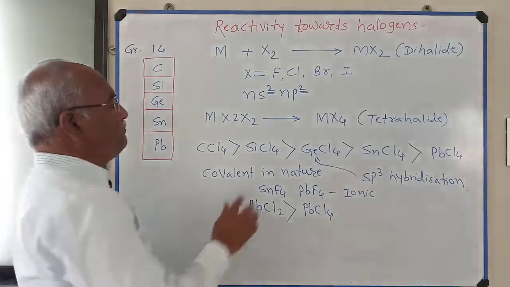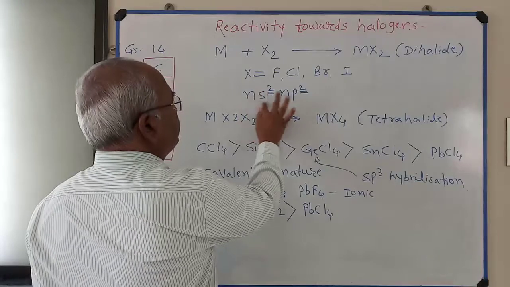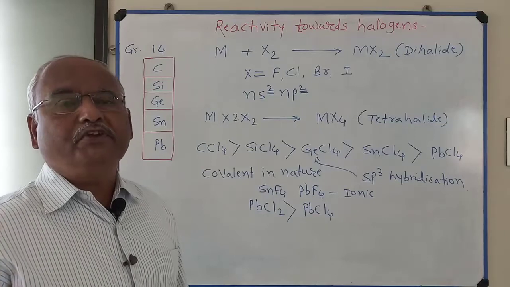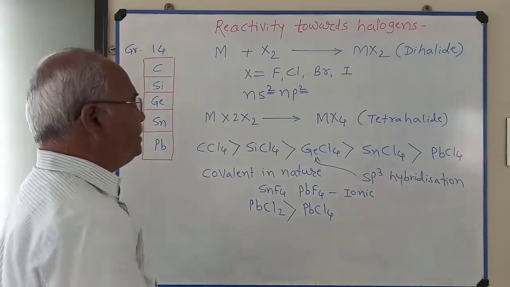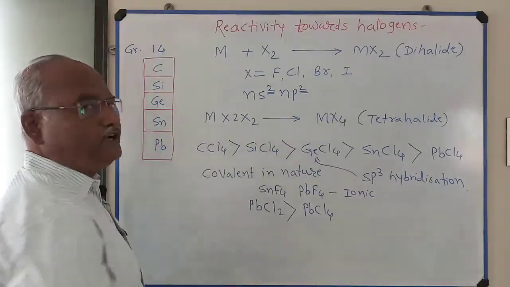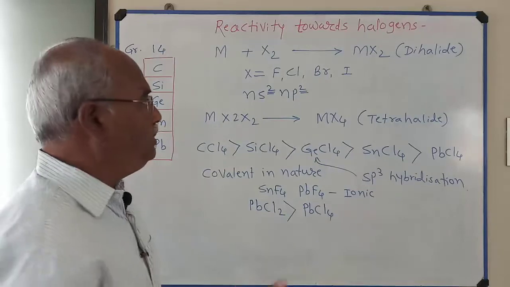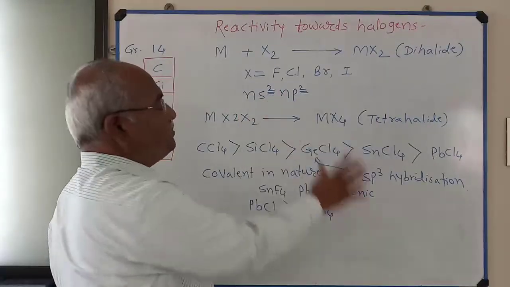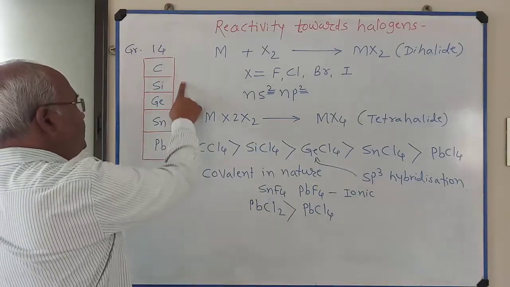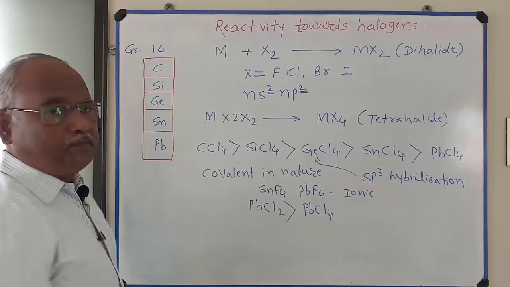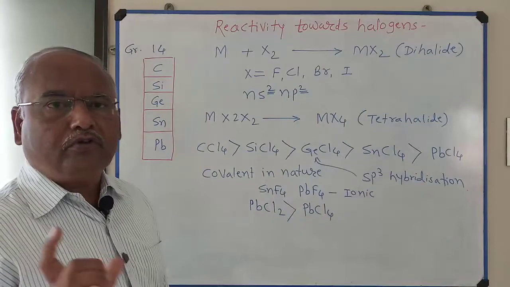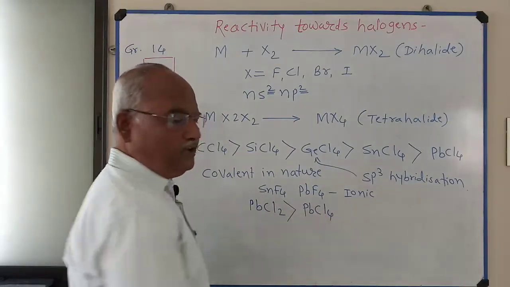In inert pair effect, ns2 electrons show reluctance in participating in bonding. Ns2 electrons are strongly attracted by the nucleus and they have less tendency to participate in bonding. So, inert pair effect increases from top to bottom. Therefore, PbCl2 is more stable than PbCl4.